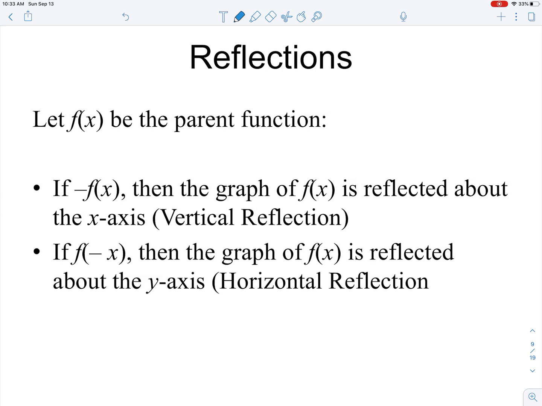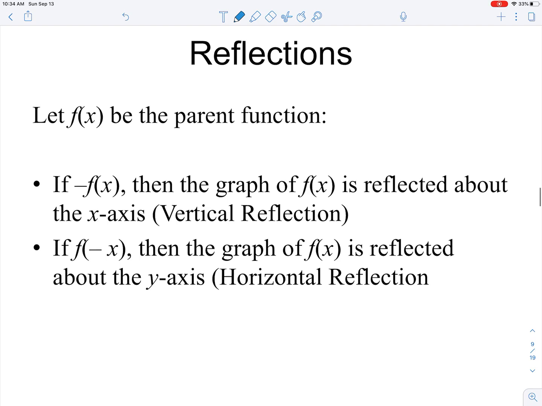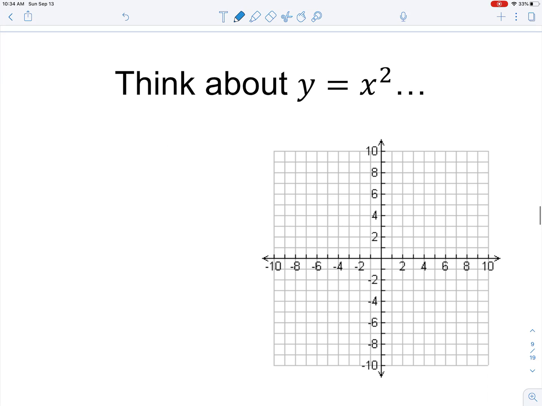All right, reflections. If the parent function is being multiplied by a -1, it means we're taking the opposite of each y coordinate from the parent function. That's going to end up being a reflection about the x-axis, or a vertical reflection. And if each x is being multiplied by a -1, so if the input is being multiplied by a -1, that means the graph is being reflected across the y-axis and ends up being a horizontal reflection.